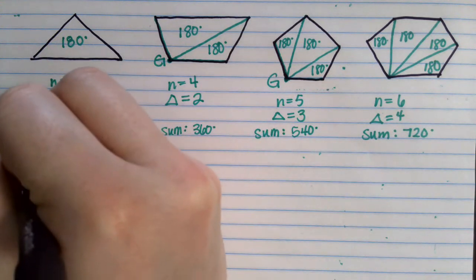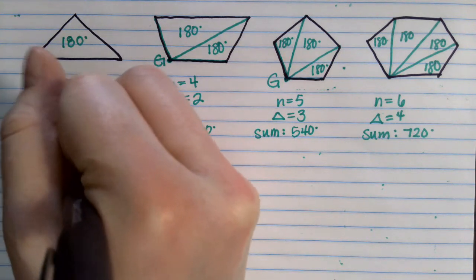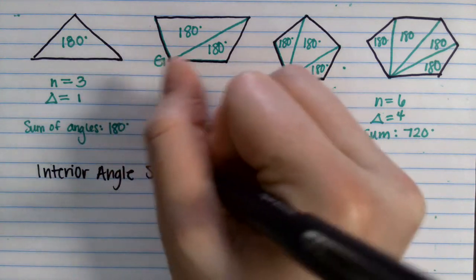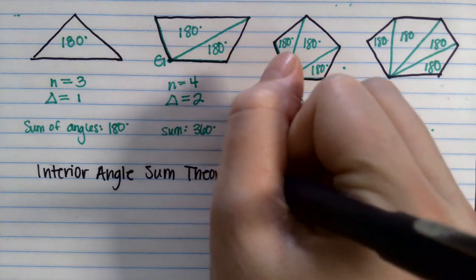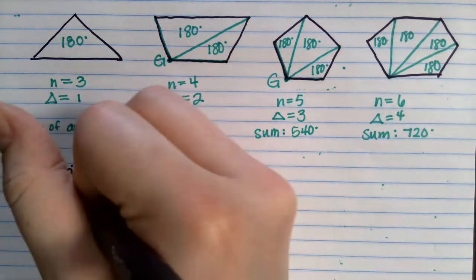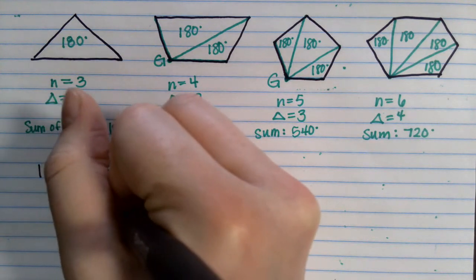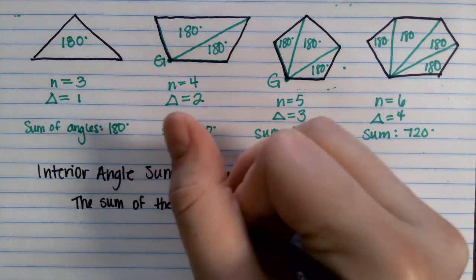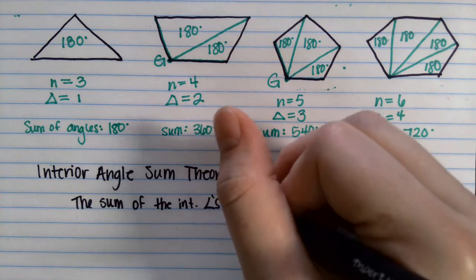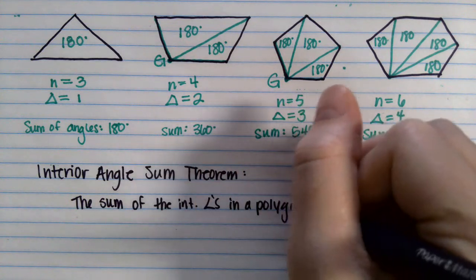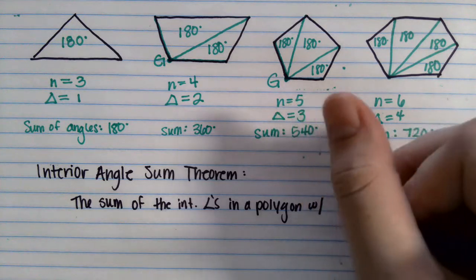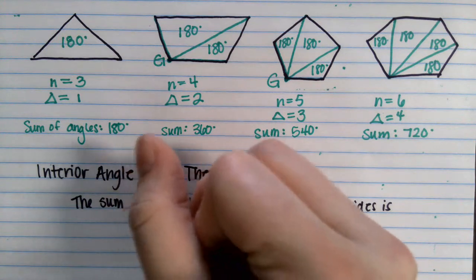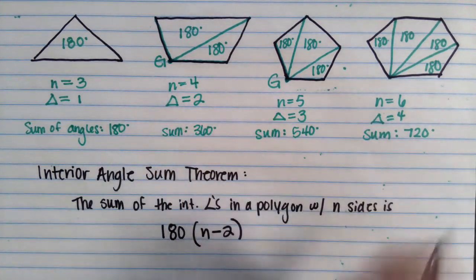So our interior angle sum theorem is just that. The sum of the interior angles in a polygon with n sides is 180 times n minus 2.